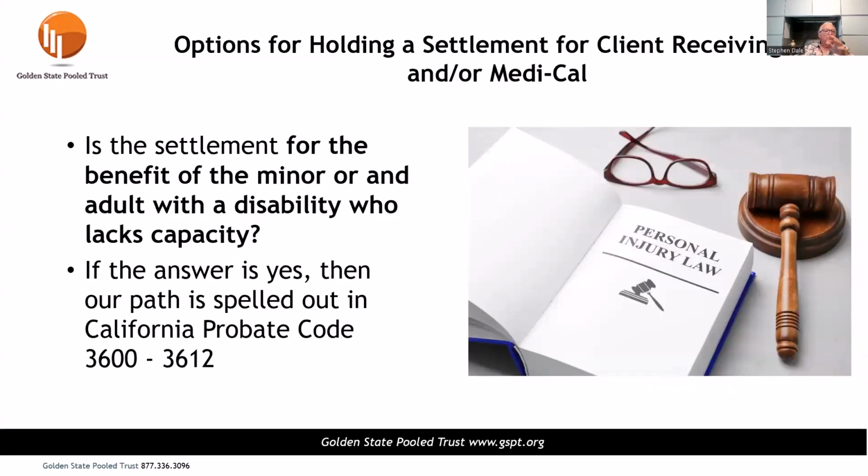So, options. Is the settlement for the benefit of a minor or an adult with a disability who lacks capacity? If the answer is yes, then our path is spelled out in California Probate Code 3600 through 3612. And as we're going to see, this is really going to be the crux of a lot of our options.